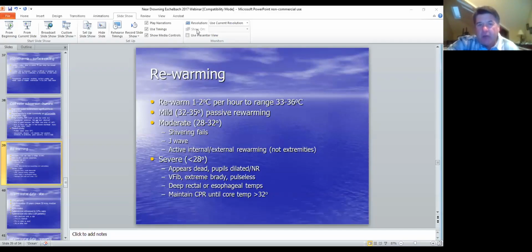So there's your mild, moderate. Mild is 32 to 35 degrees. Moderate hypothermia, 28 to 32. And severe hypothermia is less than 28. There is a saying that you're not dead until you're warm and dead. Perhaps in the near future we'll talk about hypothermia. That has to do with hypothermia, whether it's drowning or just plain hypothermia. And that means that you try and get people warm before you declare them dead.